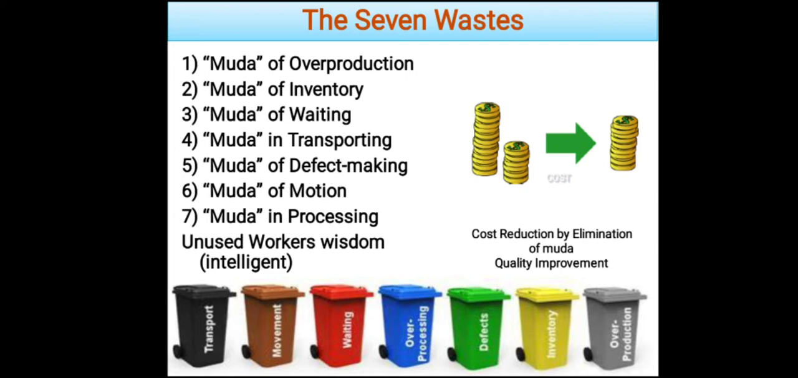The second, Muda of inventory, Muda of waiting, Muda in transporting, Muda of defect making, Muda of motion, and Muda in processing. The 8th point, the newly emerging one, is also a wastage: unused worker wisdom, intelligence, and creativity. If you do not use it, it is also a deadly waste. So it will be 8. The 7 deadly wastes will be the 8 deadly wastes.